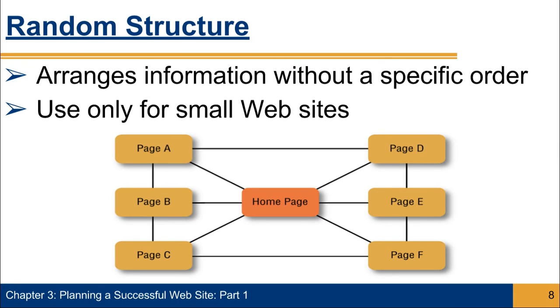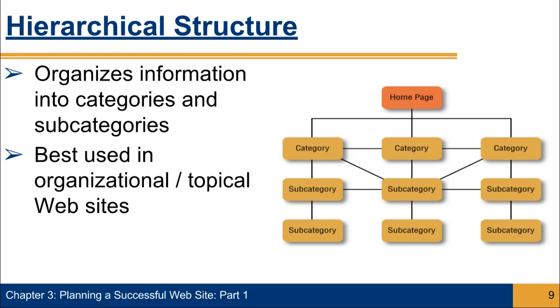Another structure is the random structure, and this is probably more of what we're used to, and arranges information without a specific order. But it's only recommended to use this for small websites. And the third structure is hierarchical structure. It comes from the word hierarchy. So you have the various levels. This organizes information into categories and subcategories, and this is going to be best used in your organizational or topical websites.